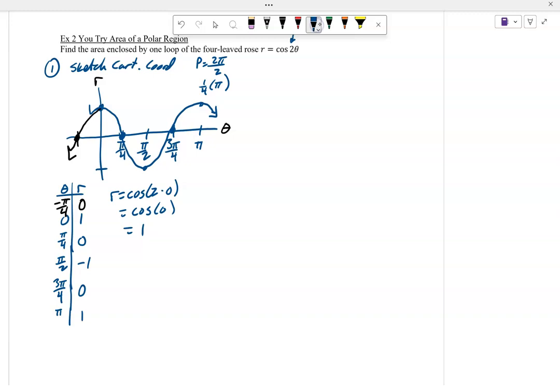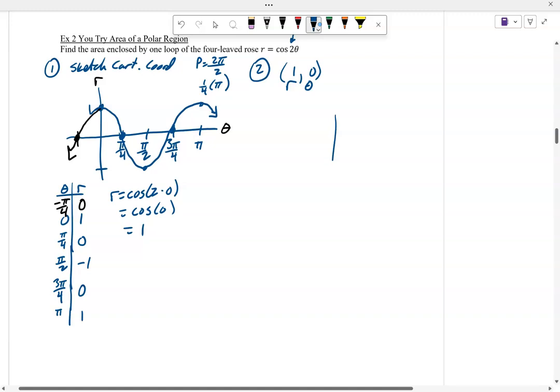Now let's think about how that transfers over. Well, let's think about these points. How about the r being 1 and 0, r and theta, right? And also think about on your handout, cosine of n theta, right? This is a rose curve.